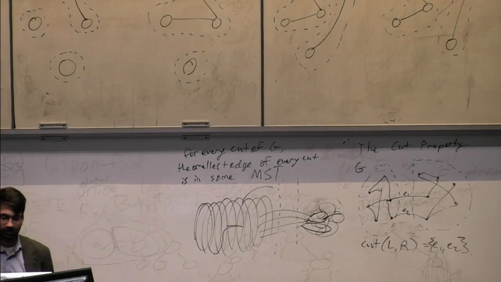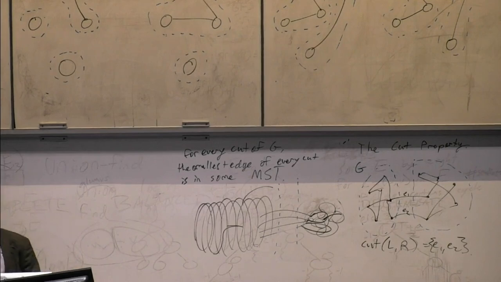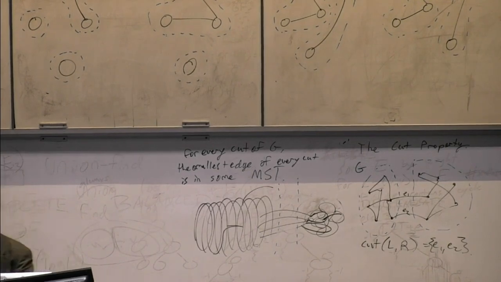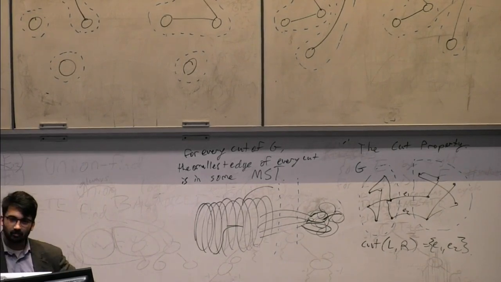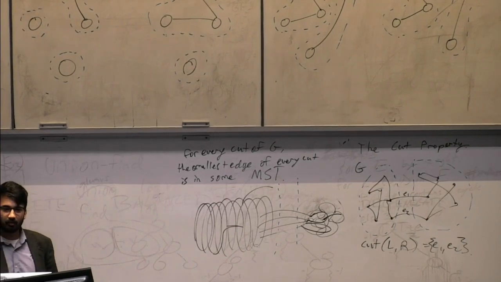Every single cut, not like any combined cut. But if you take a graph, cut it, the smallest edge of that cut must be in some MST. Take a different cut. That smallest edge, which may be a different edge, must be in some MST. That smallest edge must be in some MST, and so on, right? So for every cut, the smallest edge of every single cut must be in some MST.